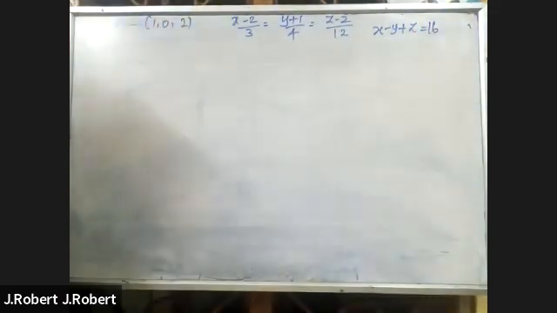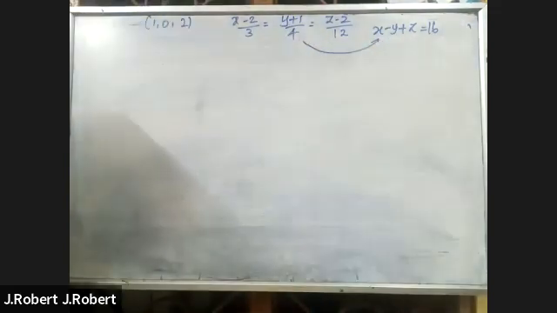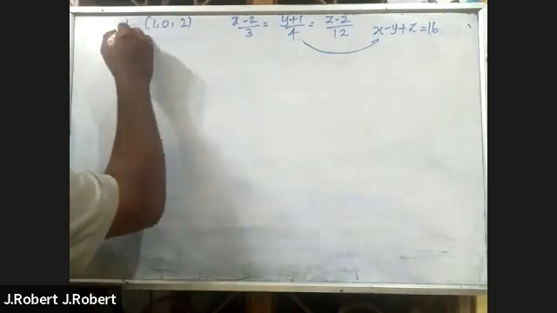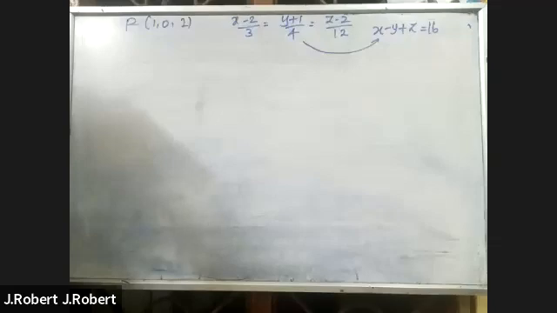Please listen carefully. It is given: find the distance of the point 1, 0, 2 from the point of intersection of the line x minus 2 by 3 equals y plus 1 by 4 equals z minus 2 by 12 and the plane x minus y plus z equals 16. So from this I have to find the point of intersection. A point is already given, take it as P. The point of intersection you find, I will take as Q.